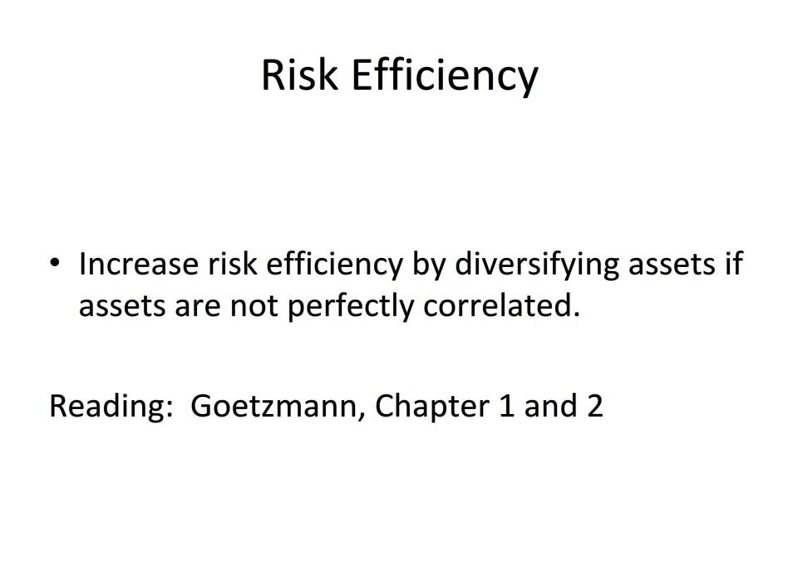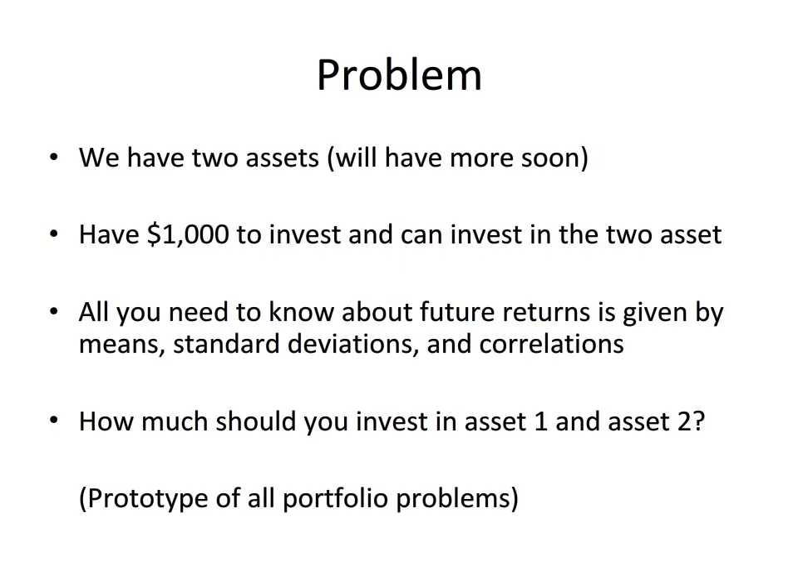The material that we're going to go over in this module is also covered in Gootsman, Chapters 1 and 2, which are the readings assigned for this week. So take a look at those, Chapters 1 and 2, and that will discuss risk efficiency and making asset decisions in a portfolio context. Here is the decision problem that we're looking at.